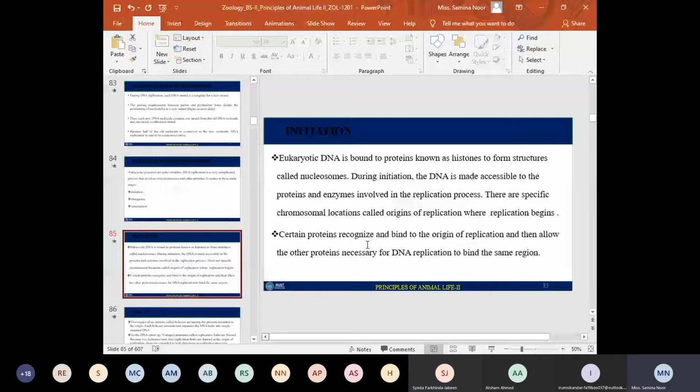So certain proteins are involved in the recognition and binding at a particular site. Those are responsible for DNA replication. So certain proteins recognize and bind to the origin of replication or the replication sites, and then these proteins allow other proteins necessary for DNA replication to bind at the specific sites, which are known as replication sites.